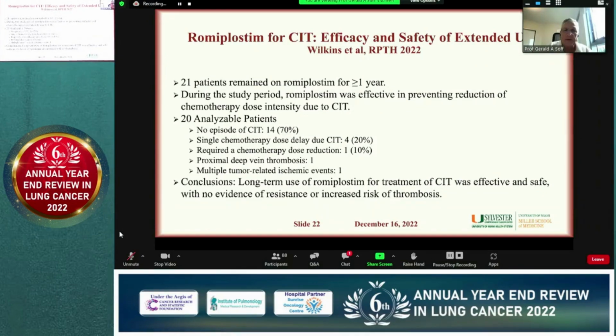And during the study period, there was almost no CIT. 70% had no further episodes of CIT at all in over a year, sometimes up to 3 years. 4 patients had a single chemotherapy dose delay, and then went back to full therapy. And then there was one who had a chemo dose reduction. So there was no evidence of refractoriness, there was no evidence of resistance. And we have a number of patients who are doing this long term.